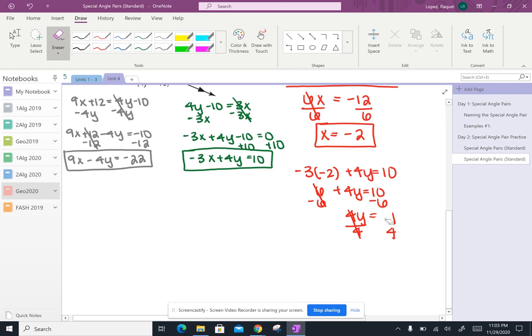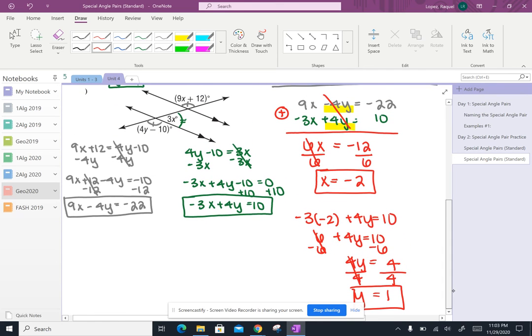I'm sorry, that shouldn't be a negative 4. That's a positive 4. 10 minus 6 is just 4. And 4 divided by 4, that's going to give us 1. So x equals negative 2 and y equals 1. And then we can just go ahead and plug those values in and figure out what the rest of the angles are.